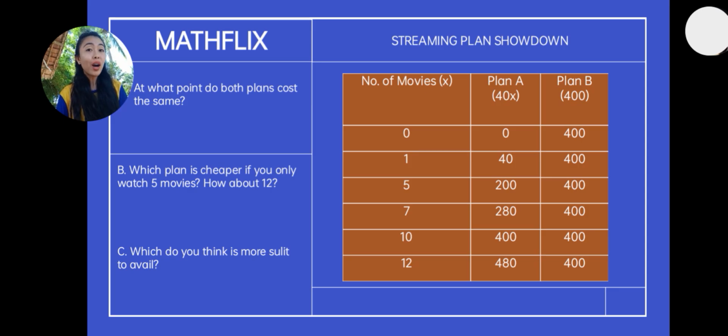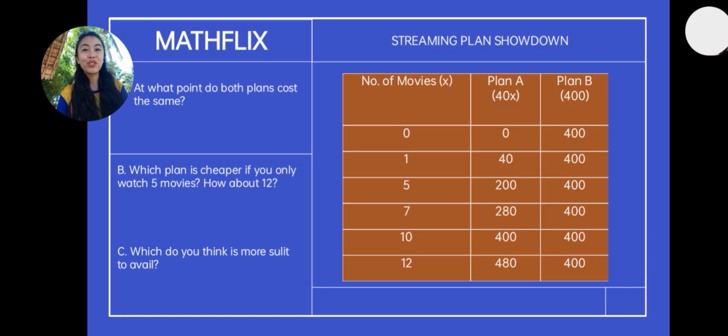For instance, if you did not watch any single movie, for plan A, of course, you don't have to pay any amount. Unlike for plan B, even if you did not watch any single movie in a month, still you have to pay the fixed monthly fee, which is 400 pesos. Meanwhile, if you watch a total of 7 movies, for plan A, you have to multiply 40 by 7, so you have to pay 280 pesos. But for plan B, no matter how more or how less the number of movies you are going to watch, still you have to pay an amount of 400 pesos.